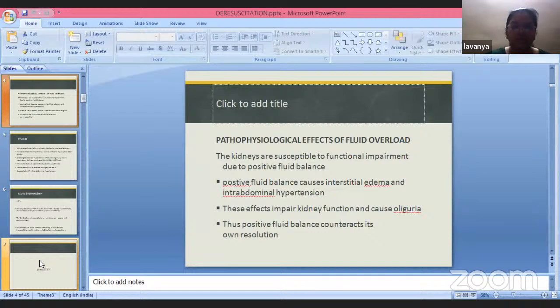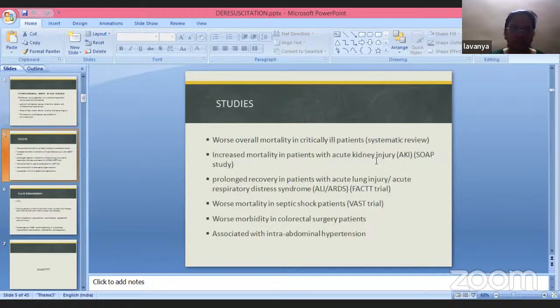So, the pathophysiological effects of fluid overload have the main effect on the kidney. The positive fluid balance contracts its own resolution, meaning it will lead to a kidney injury that itself causes further fluid overload. So, it contracts its own resolution. There are multiple studies that have been done on how venous congestion and fluid overload are bad for the patient over the last 2 decades.